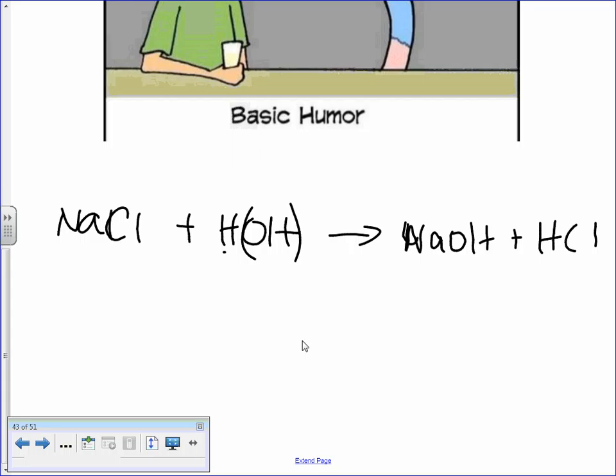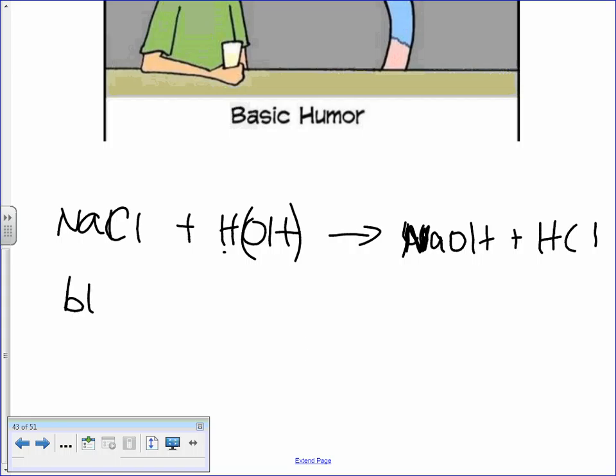Tell me the names of these, Trinity. Sodium chloride plus water yields sodium hydroxide and hydrochloric acid. So we can say the words. We write the words for the word equation. That's all that means. So you'll put sodium chloride plus water yields hydrochloric acid and sodium hydroxide. So you're using your nomenclature. This is a practice, right?